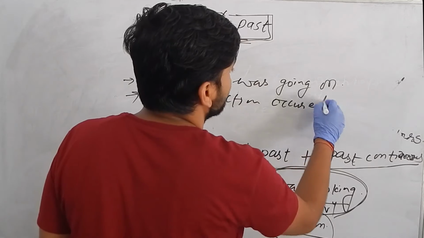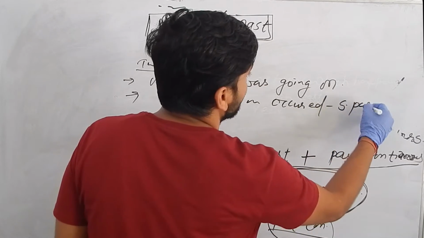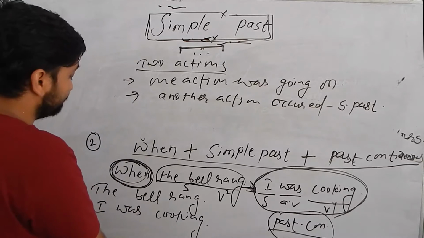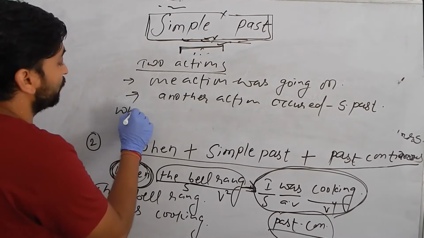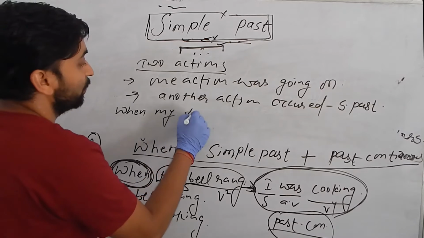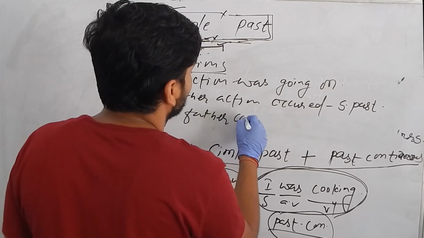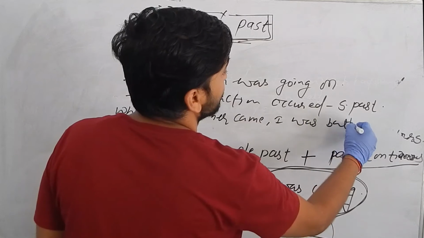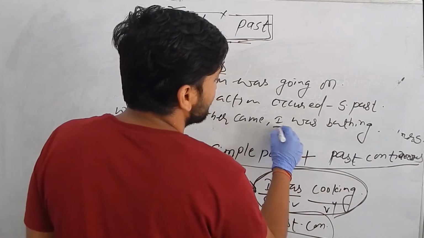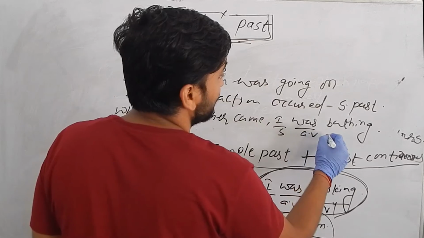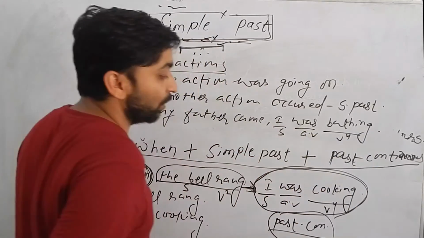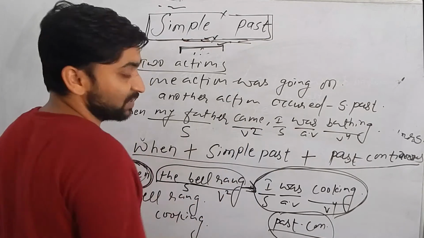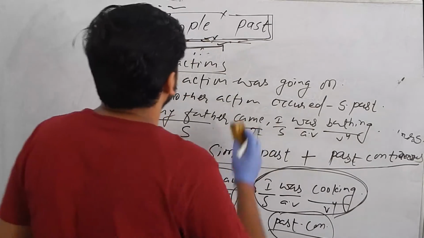That is written in simple past. So this is another use of simple past. For example, you can see another example like: when my father came, I was bathing. So here also we can see this is subject, this is V2, and this is V-ing. So past continuous, here also subject and V2. So simple past tense. Okay, I hope you are understanding here.